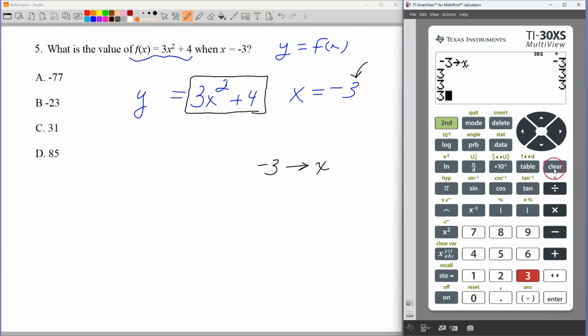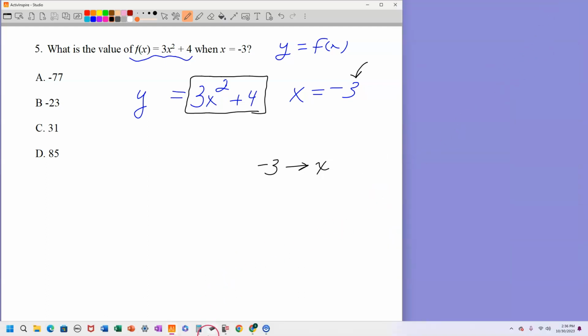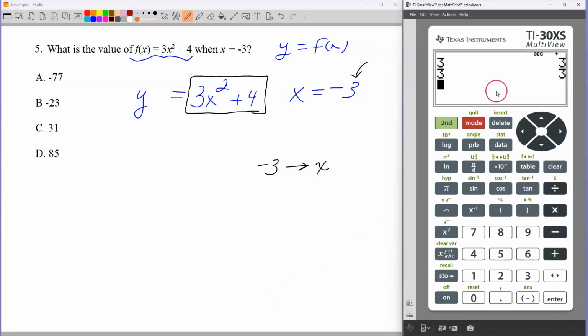Not sure what happened there. My calculator kind of froze up on me. That's what happens with online calculators. Let me close this out, bring it back up. I'm just going to do it again. It's fine. So negative 3, store right here with x right here. Just hit this button once. Hit enter. We're good to go. Now I can plug this in. Let's try it again, see if it works. 3. Now I'm just plugging.